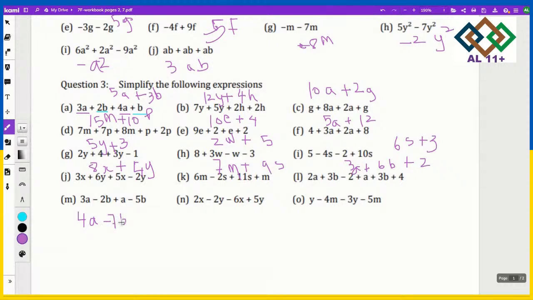Then you have m, that is 4a minus 7b. Then you have n, that is 3y minus 4x. Then you have the last one, which is minus 9m minus 2y. So let's copy some of your answers now before moving on to the next one.